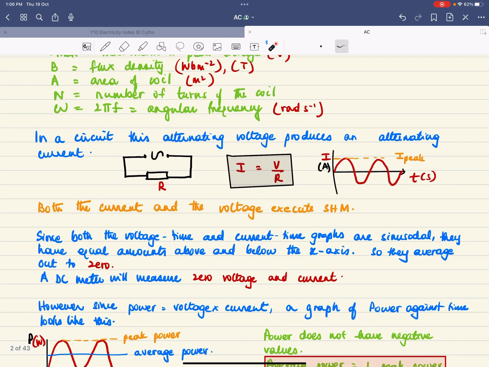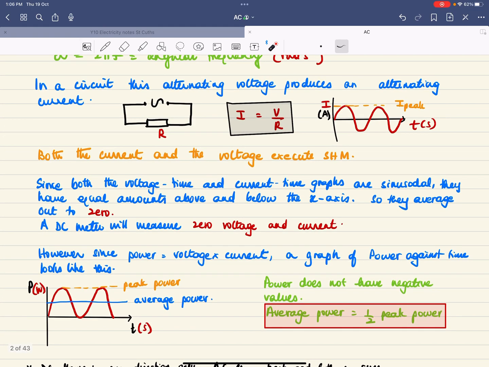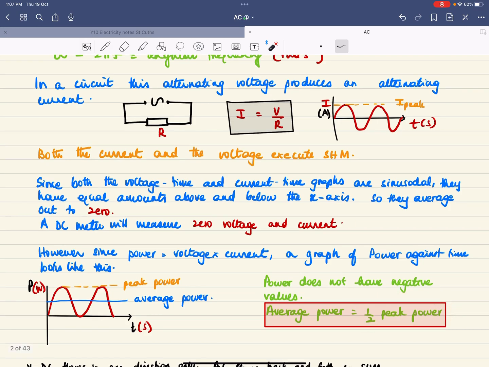Since both the voltage-time and the current-time graphs are sinusoidal, they have equal amounts above and below the x-axis, so they average out to 0. A DC meter will measure 0 voltage and 0 current. But if you draw a graph of power against time, because power is voltage times current, it will not have any negative values, because when you multiply a negative by a negative, you get a positive number. So the average power, this is called peak power on the top, that's your average power. Your average power is actually half peak power.